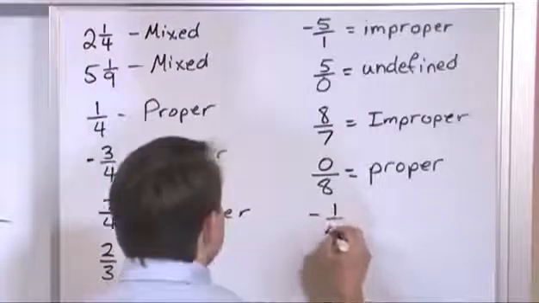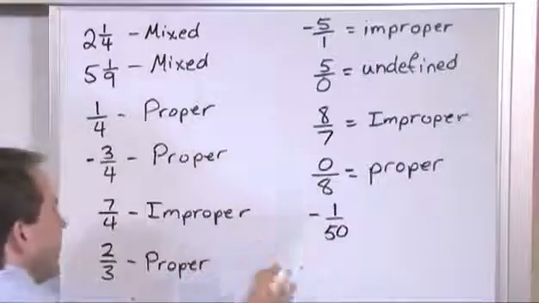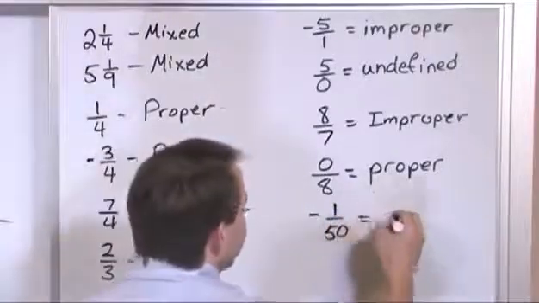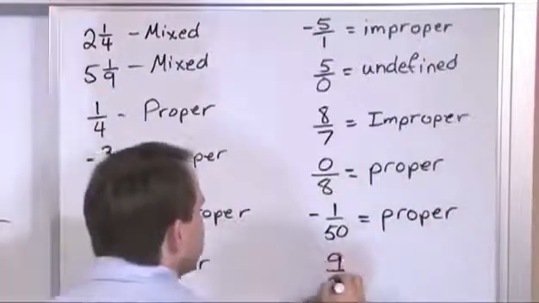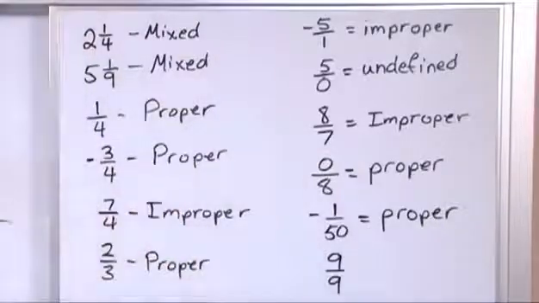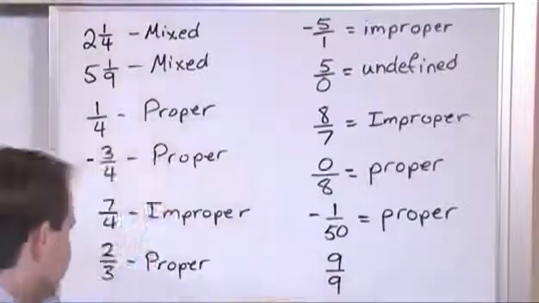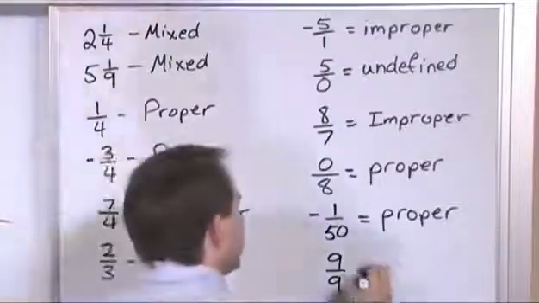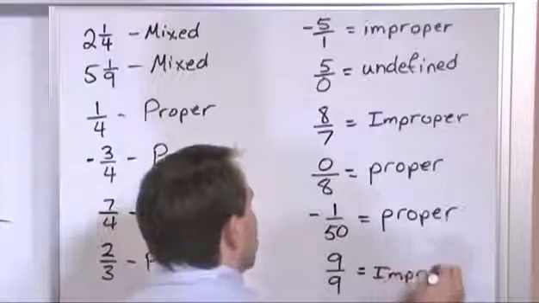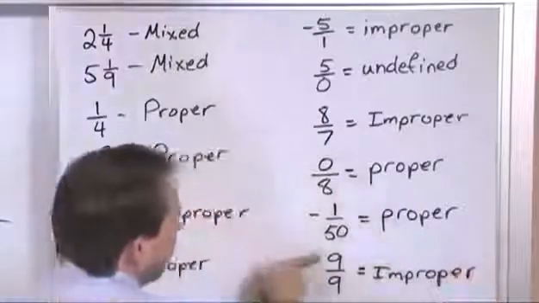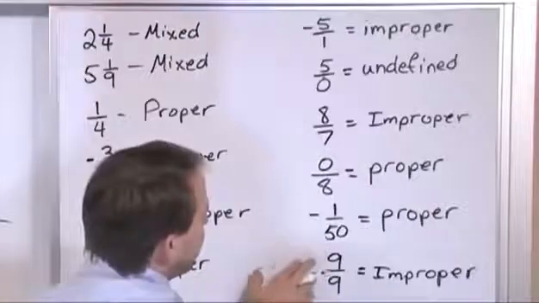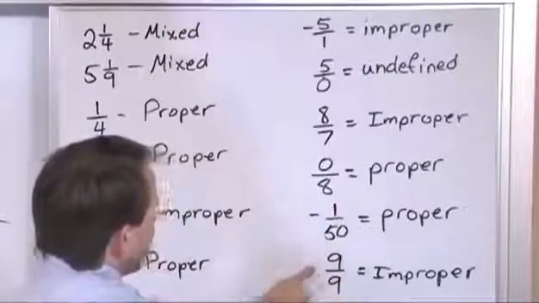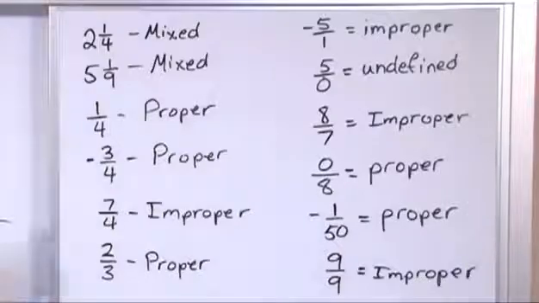Let's look at -1/50. Well, the fact that it's negative has nothing to do with it. The top number is smaller, so that is a proper fraction. What about 9/9? 9 pieces of pizza out of 9 slices that I've cut. I have the whole pizza, in other words. I took 9 pieces, but I only cut it into 9 pieces. Well, it turns out this is improper. It doesn't mean it's a bad fraction or anything. It just means that the top number is not actually smaller. It's equal to the bottom. So if you have them both equal, just remember, for it to be proper, the top number has to actually be smaller. In this case, they're equal, so it doesn't really get you anywhere.